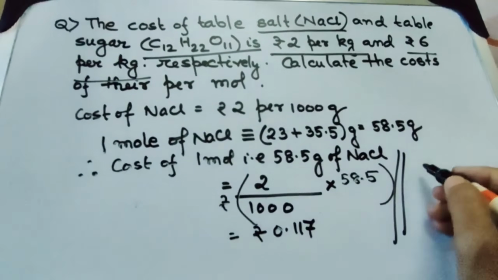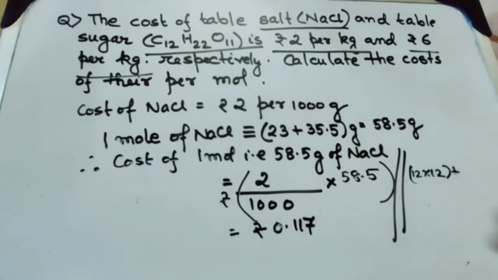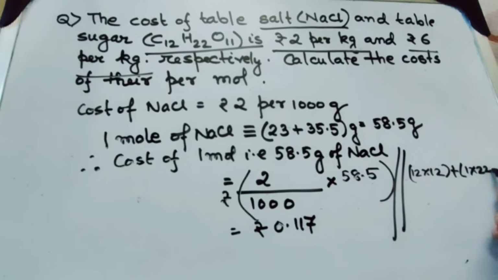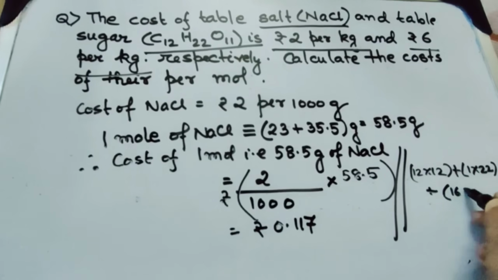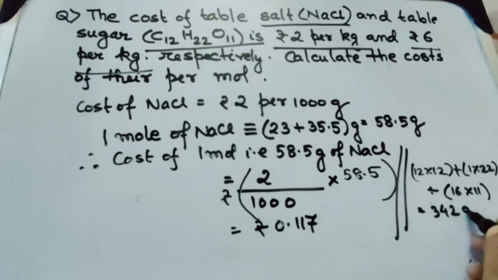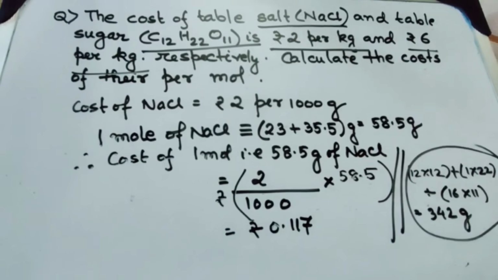How are you supposed to do that? See, the atomic mass of carbon is 12, so 12 into 12, plus hydrogen is 1, so 1 into 22, or you can directly write 22, plus oxygen is 16, so 16 into 11. It comes out to be 342 gram. So you can proceed by a similar procedure.